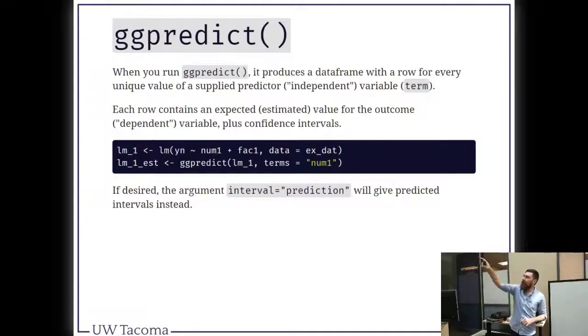Anyway, when you run ggpredict, it will automatically produce a data frame with a row for every unique value of some supplied predictor, whatever independent variable or variables you give it. So for instance, I've run a linear model here where a numeric y depends on some numeric variable and some factor variable in my simulated data. I then just give this linear model object, lm1, as the first argument to ggpredict, and I say terms equals num1. That's the entire thing I'm going to give it.